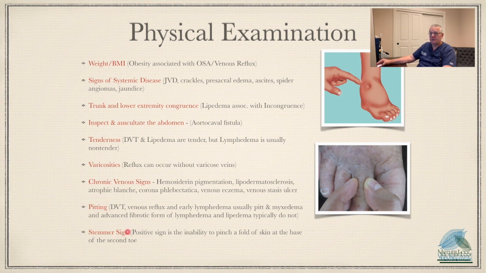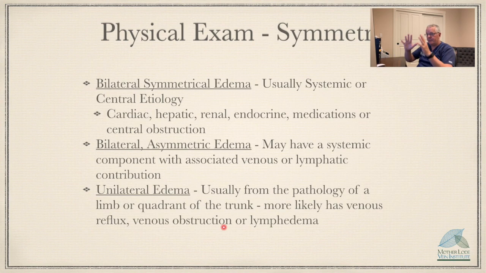I look for chronic signs of venous insufficiency, which are the pigment changes, the lipodermatosclerosis, remember the exaggerated contouring, the bottleneck deformity, and venous eczema. There's a lot of inflammatory conditions that occur as a result of venous disease. And then I look for pitting, and I look for that Stemmer sign and all the things we talked about when we talked about lymphedema.